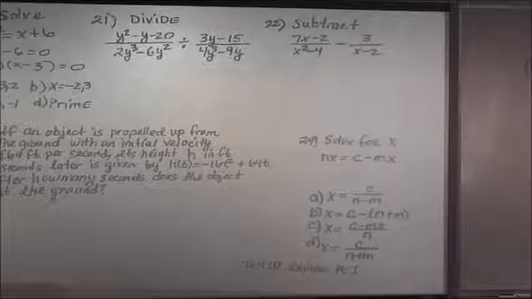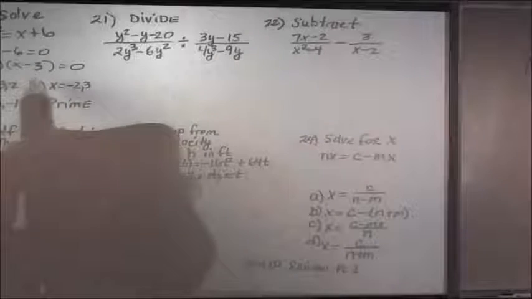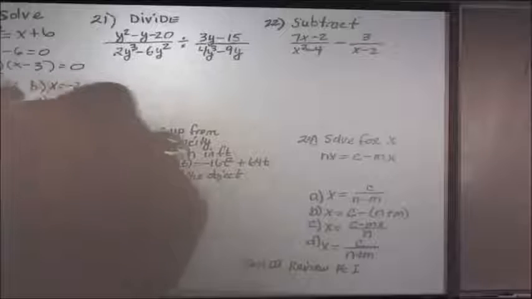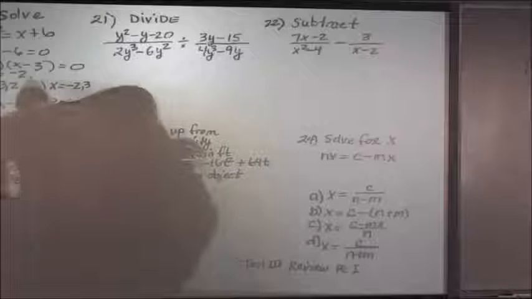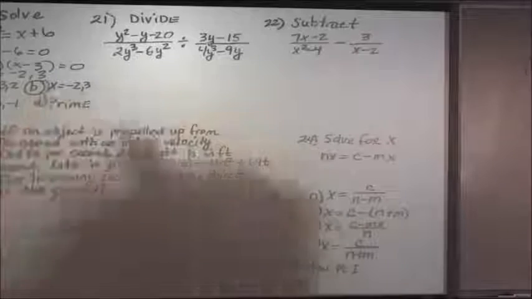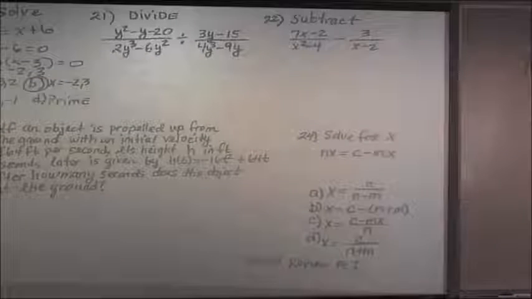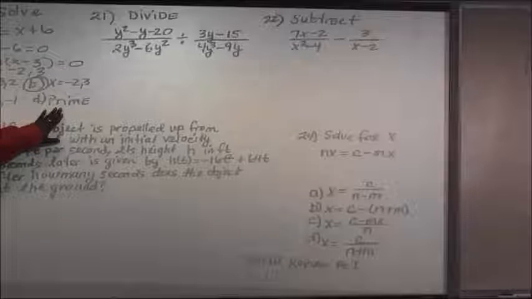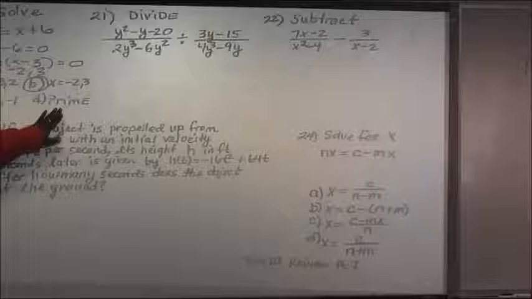Is everybody all right? So now to solve for x, I need to set these equal to 0. So I get x equals a negative 2 and a positive 3. B is my answer. This term right here, we know what that means, right? What does it mean? Can't be factored.